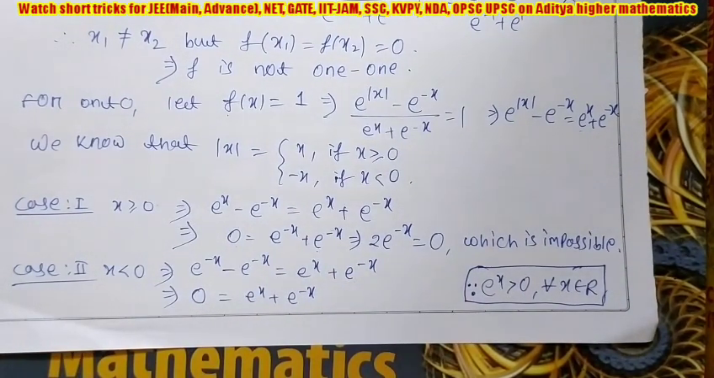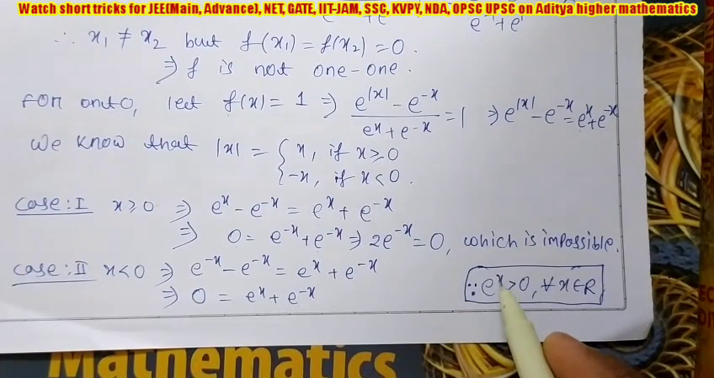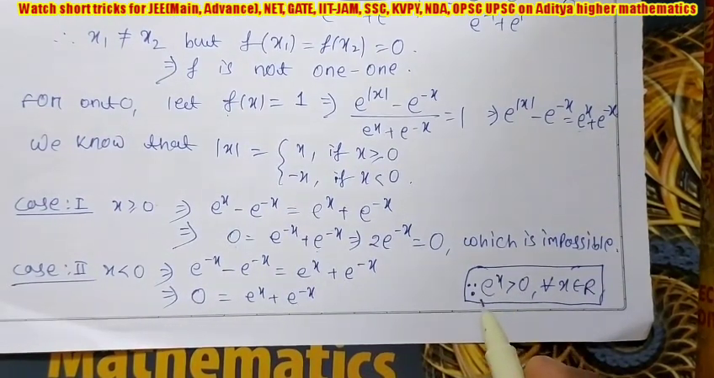And which is impossible. Why? Because the exponential function's range is the open interval 0 to infinity. That means whatever power you take, it is always greater than 0. If the power is negative, you get a positive value; when it is positive also you get positive; and when it is 0, it is 1. That is the value of x I am saying.